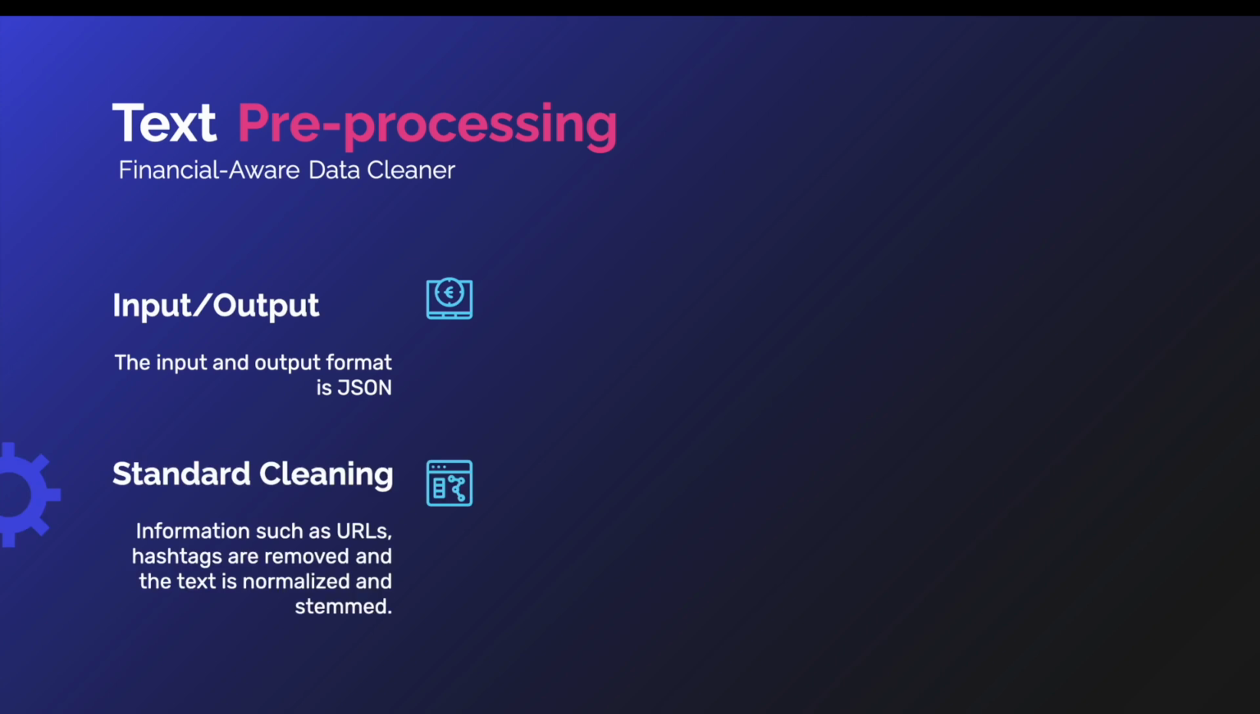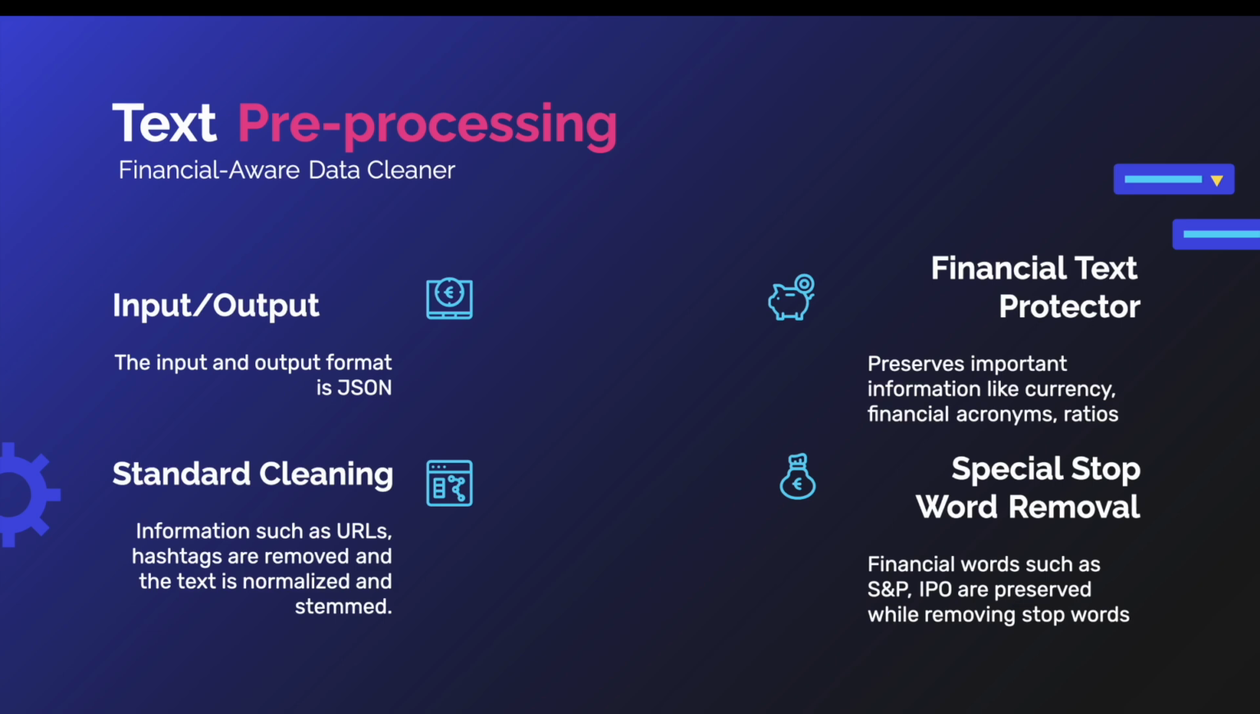First, standard cleaning methodologies are applied, where unnecessary information such as URLs, hashtags, and emails are removed. The text is normalized by converting it into lowercase, and it is also stemmed. Then, certain specific methodologies are applied to make this particular process financial-aware.